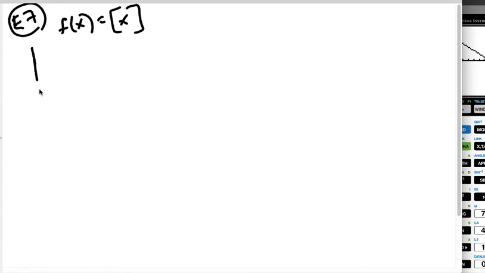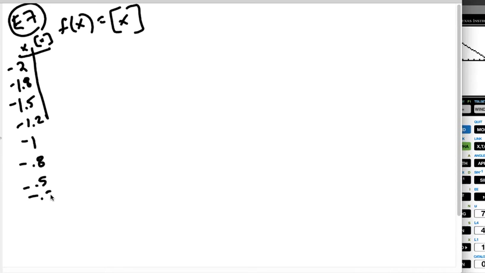So what I'm going to do is start with my x and my round down function, right? I'm going to pick some decimal values. I'm going to start negative. I'm going to pick a couple decimal values between each integer value. So let's start with negative 2, negative 1.8, negative 1.5, negative 1.2, negative 1, negative 0.8, negative 0.5, negative 0.2. And I promise, I know this seems tedious, but we're not actually going to do this forever, right? We're just going to do it once or twice to show you how it works, and then that's it.